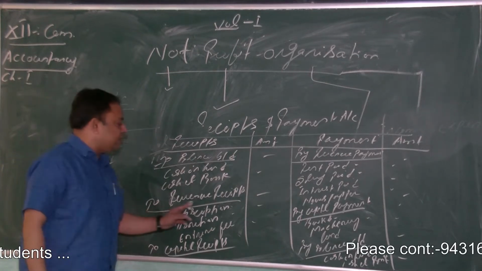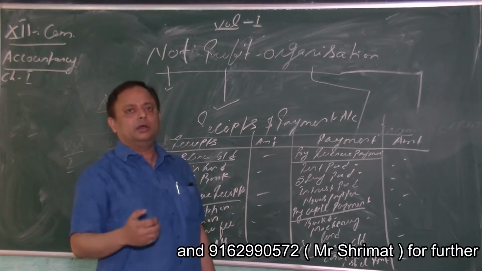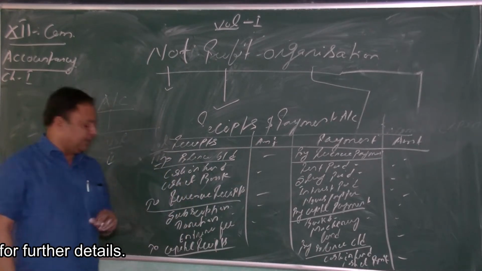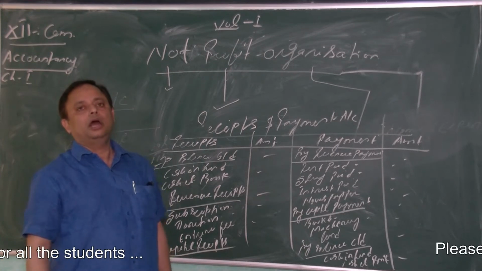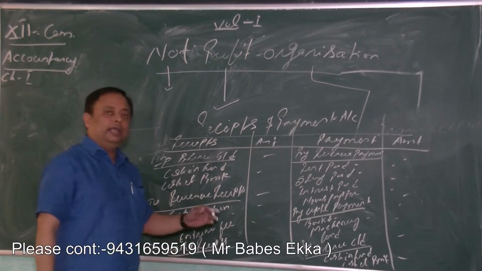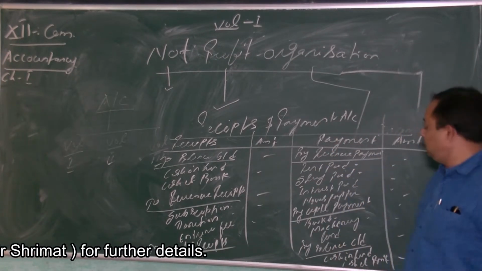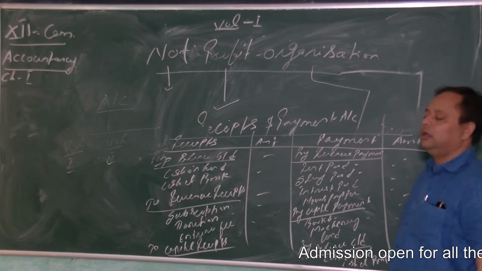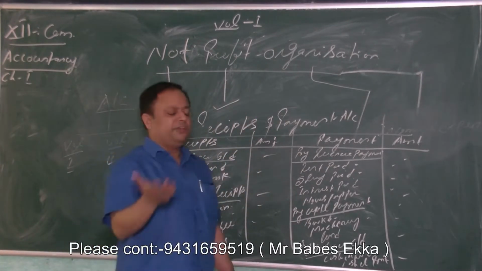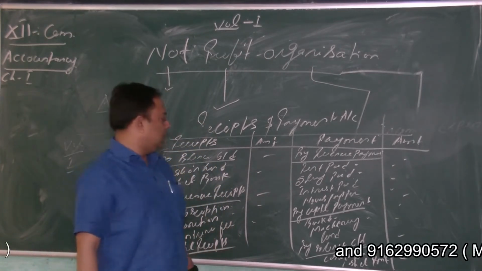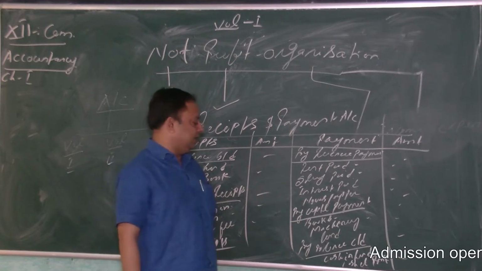Then after, you write revenue receipts. Revenue receipts means the receipts you get again and again in the month, in the year. For example, subscription, donations, interest fee. After that, you have capital receipts. The receipts you get one time during the year, after 1 year, 2 years. For example, sale of land, sale of building, sale of machinery. On the payment side, payment also has two types, revenue payment and capital payment. In revenue payment, the payments you make again and again. For example, rent paid, salary paid, interest paid, purchase of newspaper. After that, capital payment, which is related to purchase of fixed assets: land, building, machine, that is called fixed asset.